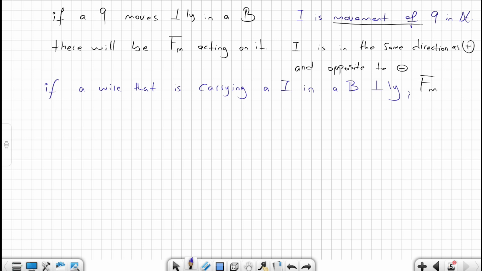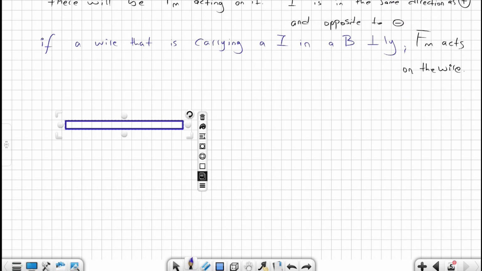So as a result, there will be a magnetic force acting on every charge, and when we add all of them, there will be a magnetic force acting on the wire too. Let's have a wire that's carrying a current to the right side that is inside the magnetic field, which is into the page. This wire has a length.